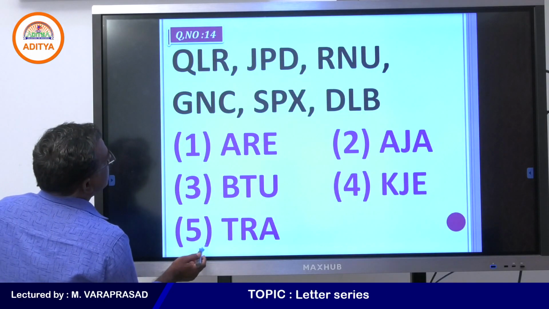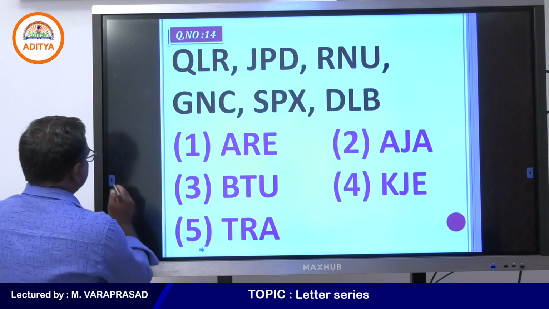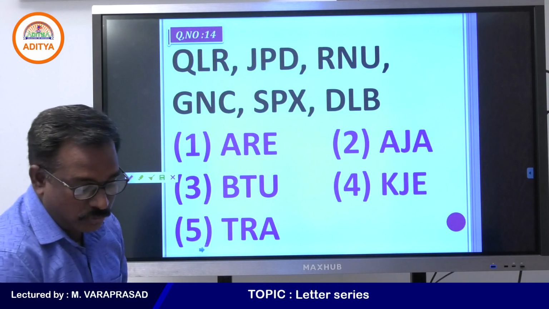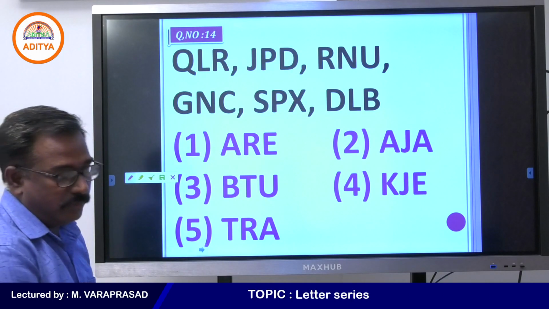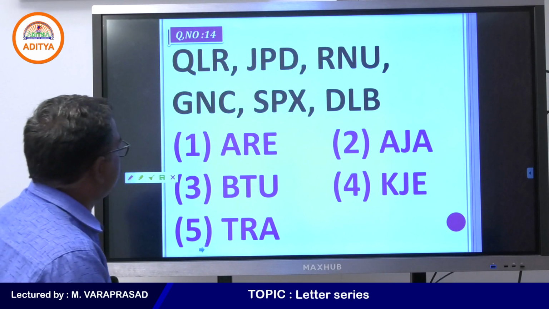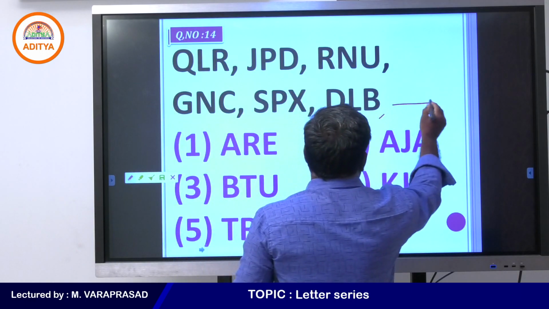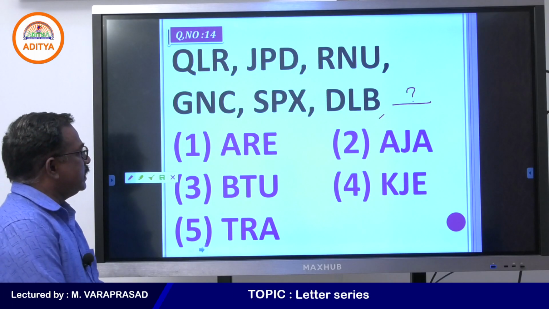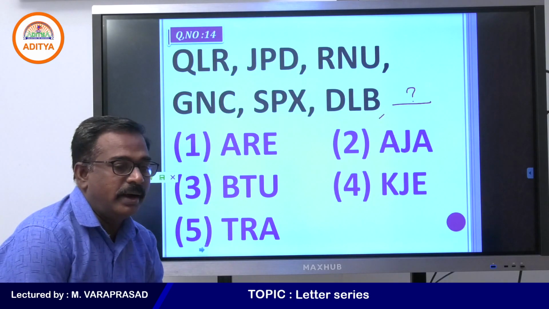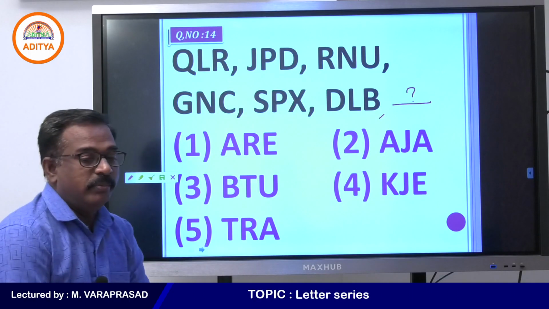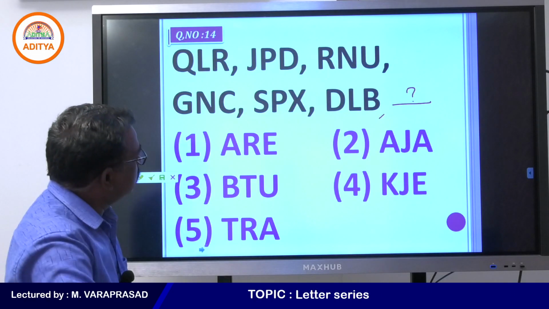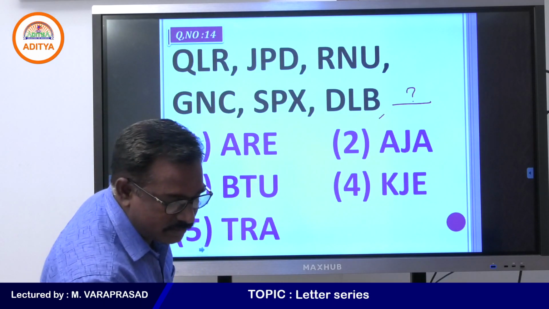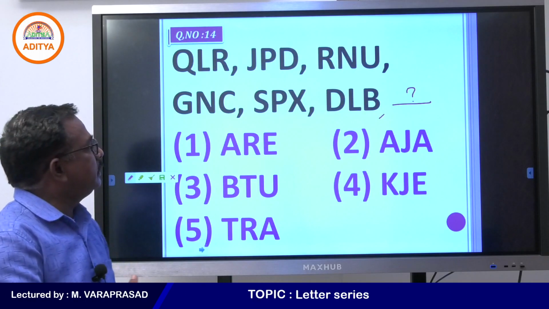Yes. Let me know the answer for this question. Question number 14. What is given there in the place of question mark? After DLB, what will you get in the question mark? QLR, JPD, RNU, GNC, SPX, DLB, and in the place of question mark, what will be there? By seeing, 6 letters are there, but answering is very easy, right? What is the answer here?